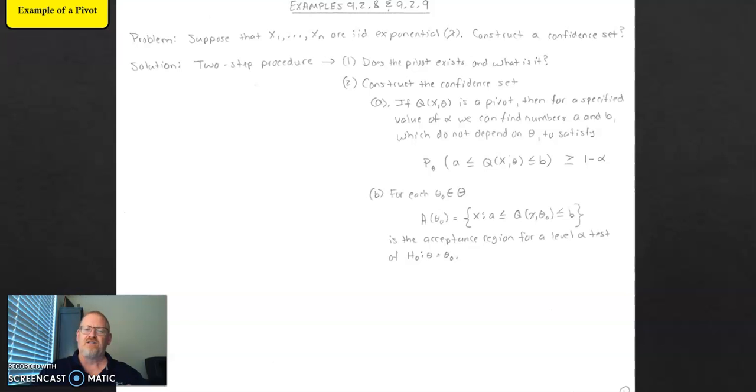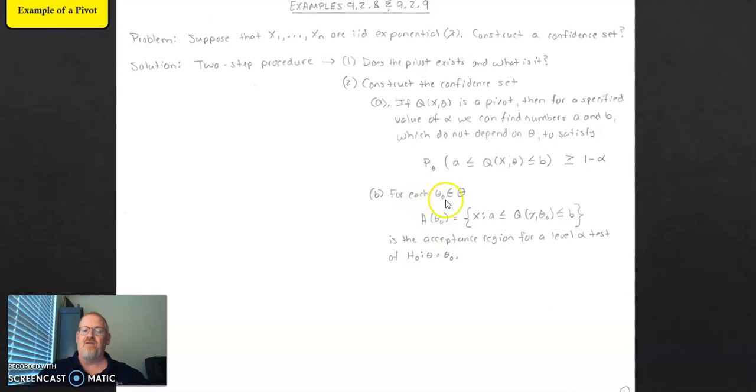And that's broken down into an A and B, at least the way I think about it. So if your Q is a pivot, that's going to be our pivot variable here, then for a specified value of alpha, we can find numbers A and B, boundaries, if you will, which do not depend on theta to satisfy the probability that's given here. So we have the probability given theta that this Q, this pivot, is greater than or equal to A, less than or equal to B, and that probability overall is less than 1 minus alpha. That's where we get our confidence interval.